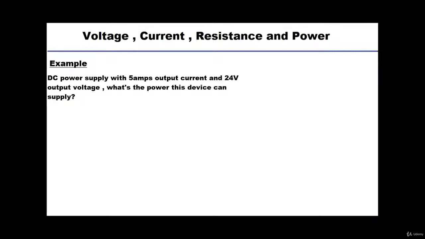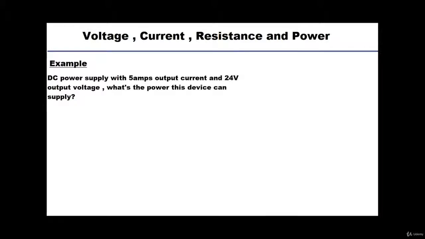So this very basic example is giving us a DC power supply with 5 amps output current and 24 volts output voltage. Now these ratings are very common in industrial automation. You will see these power supplies everywhere. They are used to supply the control units of the electrical panel you're trying to design.